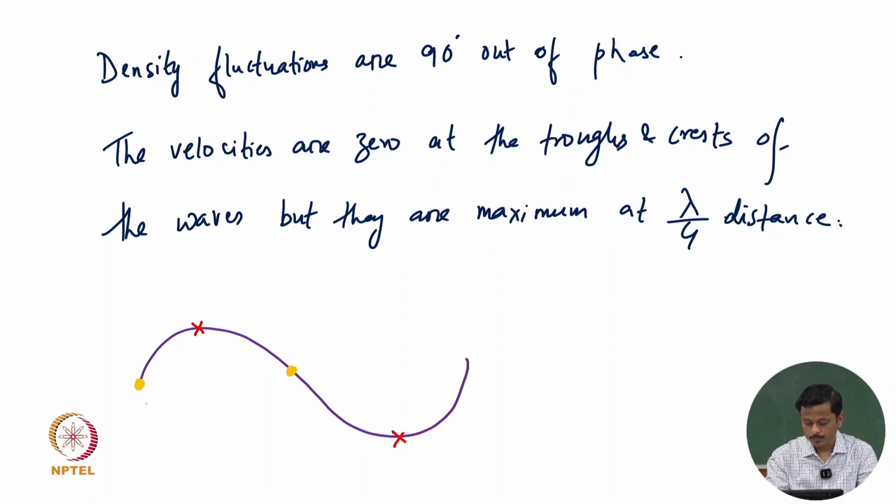From dot A to dot B is half a wavelength, dot B to dot C is half a wavelength, but velocities are maximum at these points because they are one-fourth the wavelength from the points in which velocities are zero. So this is a zero velocity point, this is a zero velocity point, this is a crest and this is a trough, whereas the other points A, B and C are positions where velocities are maximum.